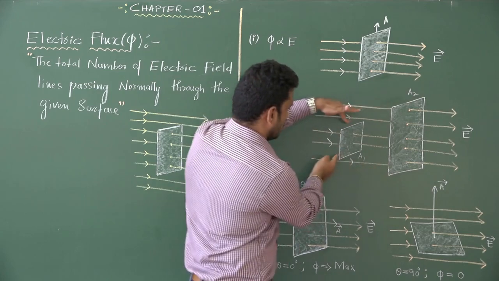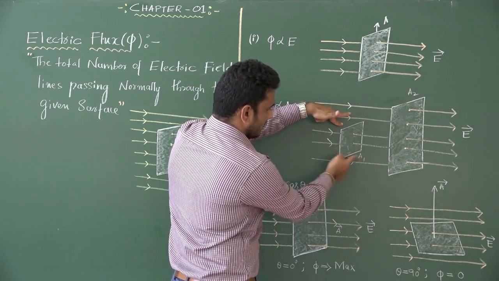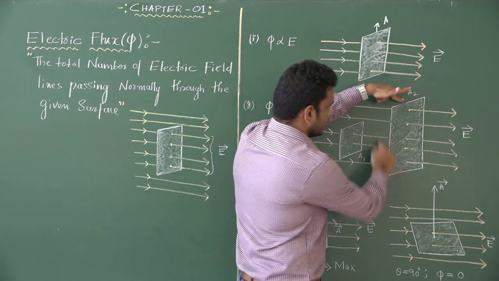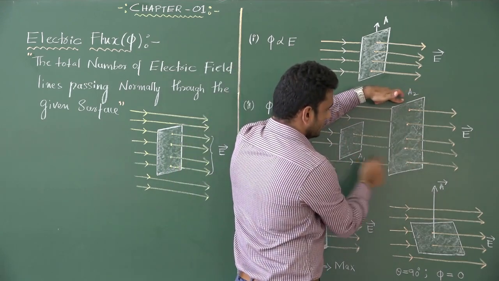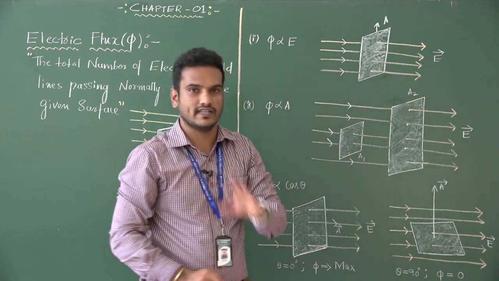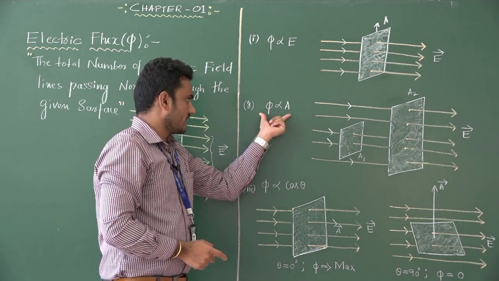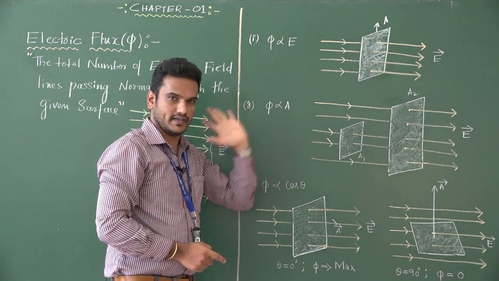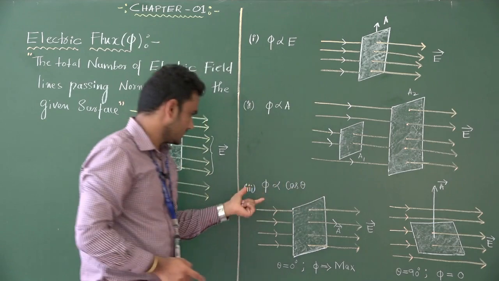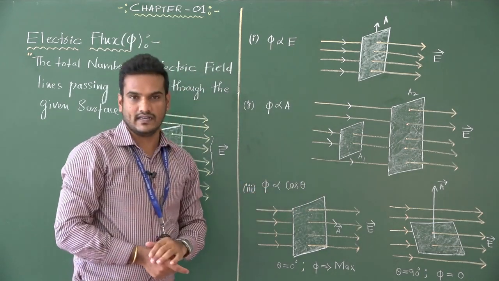Here only 2 electric field lines are passing through the given surface, that is A1. Since A2 is much bigger compared to A1, 1, 2, 3, 4, 5, there are 5 electric field lines passing through the given surface. So electric flux is directly proportional to area. And third step, flux is directly proportional to cos theta.